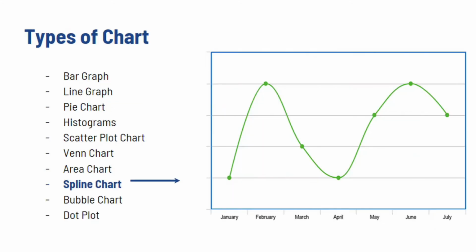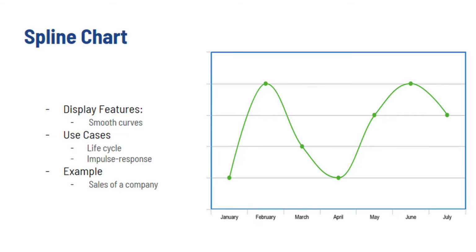We use a spline chart when we want to plot data that requires curve fitting, such as a product life cycle chart or an impulse response chart. The following spline chart example shows sales of a company through several months of a year.